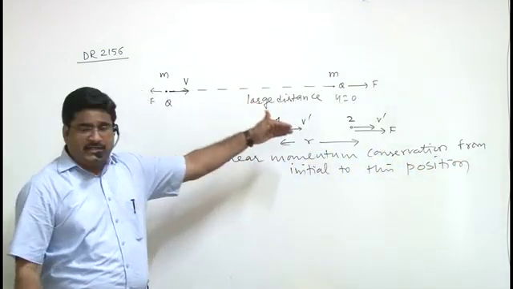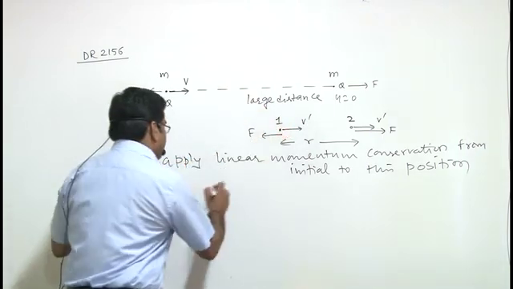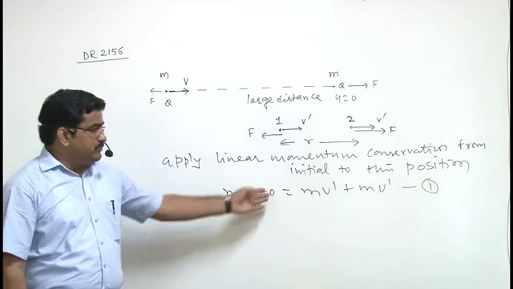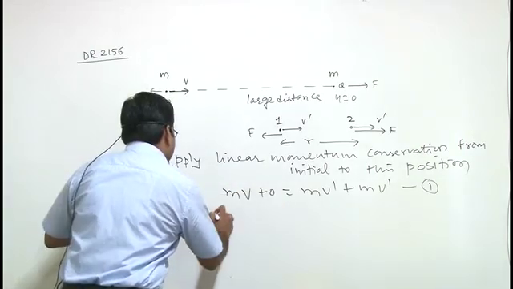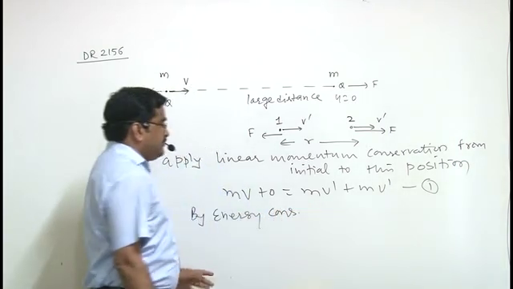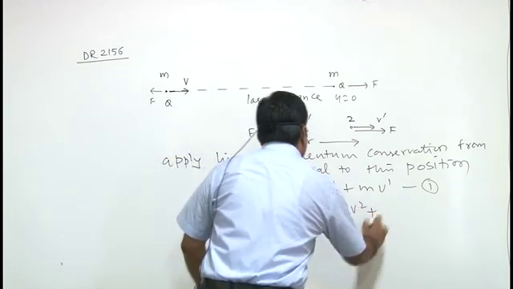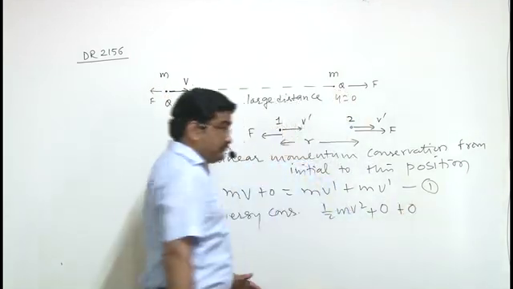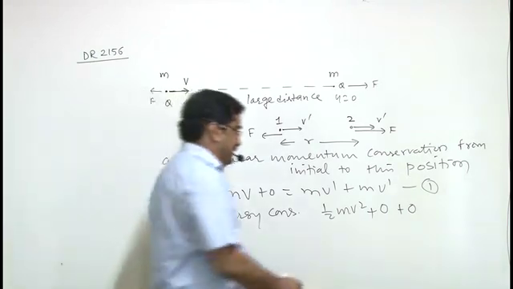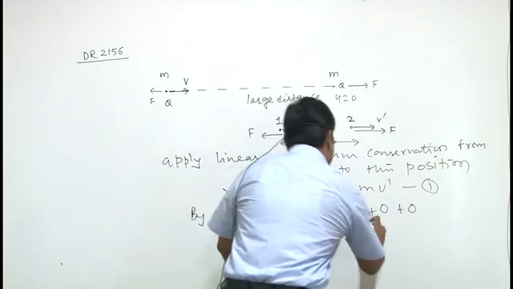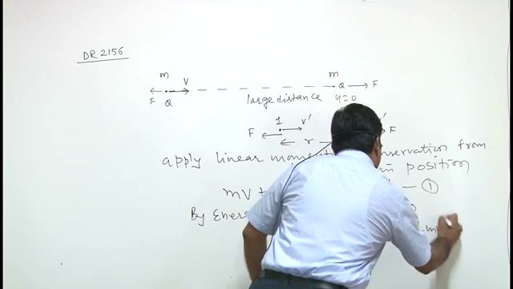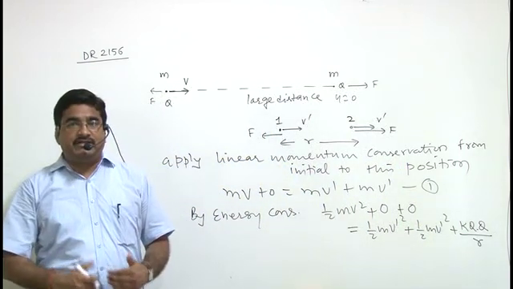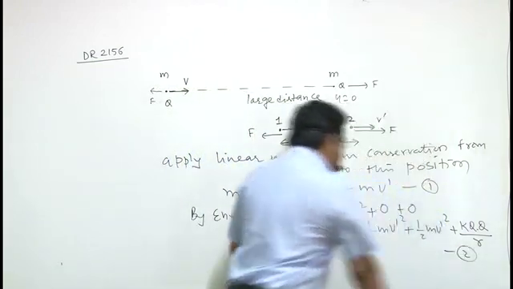So from the initial moment to this final position, if we apply the linear momentum conservation, then we get mv plus 0 equals mv dash plus mv dash. This is equation 1, and from this equation we can get the value of v dash. Now by energy conservation, initially kinetic energy is half mv square. The first particle has this kinetic energy, the second particle has 0 kinetic energy, and the electric potential energy is 0 because the distance is infinite. This must be equal to half m v dash square plus half m v dash square plus kqq by r. This kqq by r, as you know, is the potential energy of these two particles when the separation between them becomes r. So we have these two equations.